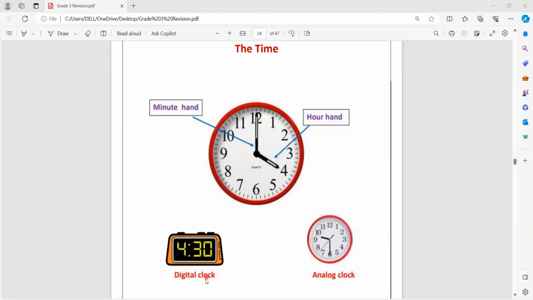What about the digital clock? It has only two sides. This side is for the hours. We put here the hours and we put here the minutes. And between them, we have two dots like that. It's called a digital clock, like the clock that you can see in your mobile phone or in your watch.